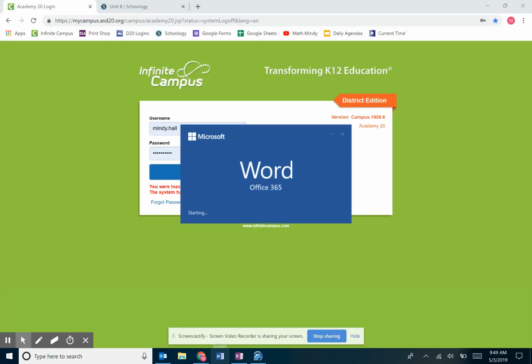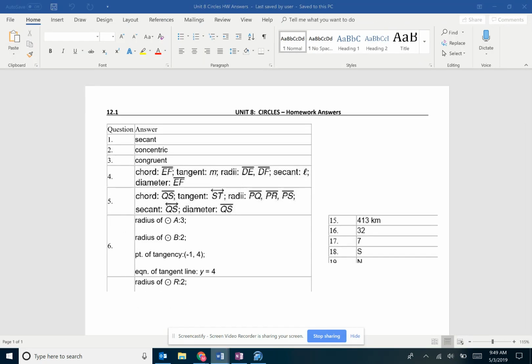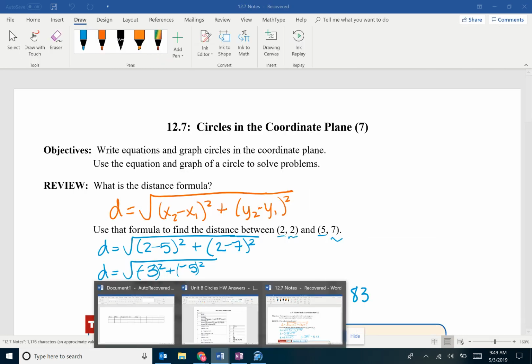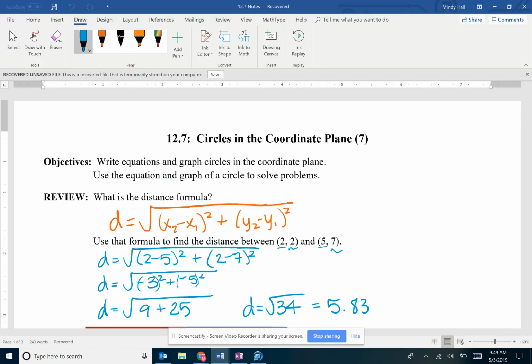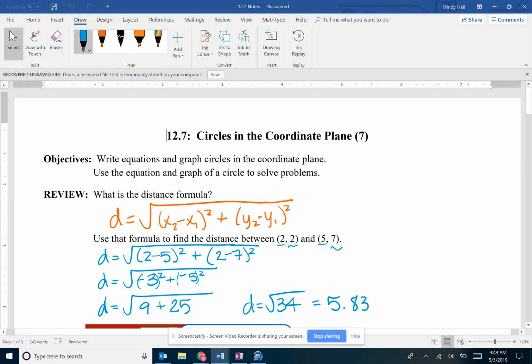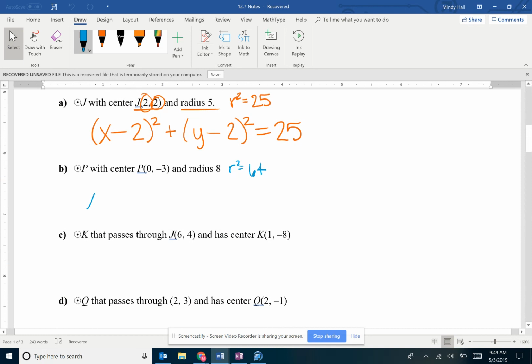Whoa, what in the world just happened? Well, we're just going to wait for it to reload. It's thinking. And, all right, that's weird.